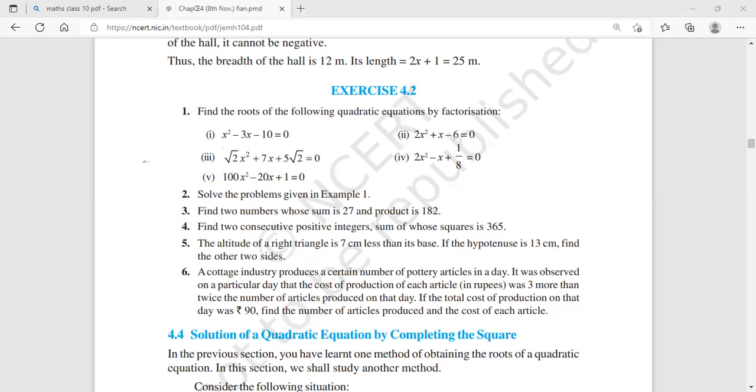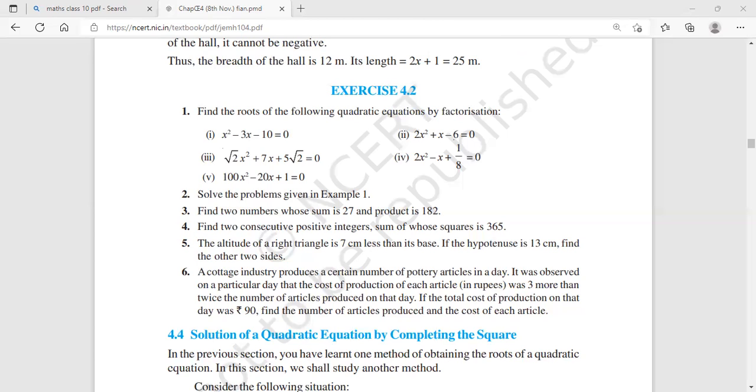Now, what is given is the altitude of the triangle is 7 centimeter less than its base. Let's take the base as x. So what will be the altitude? The altitude is 7 centimeter less, so it will become x minus 7. That will be your altitude. So let's write it. Let the base be x centimeter, implies altitude is x minus 7 centimeter.